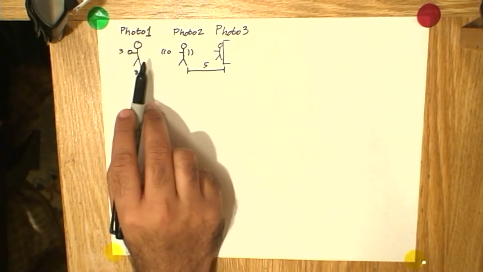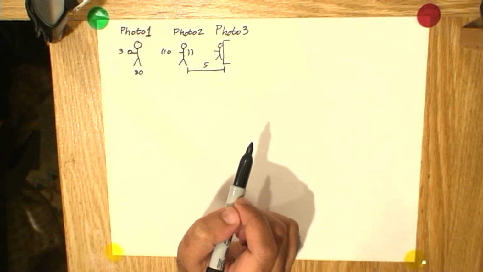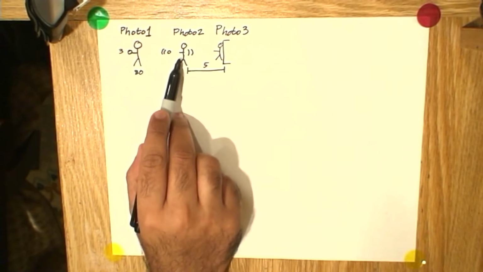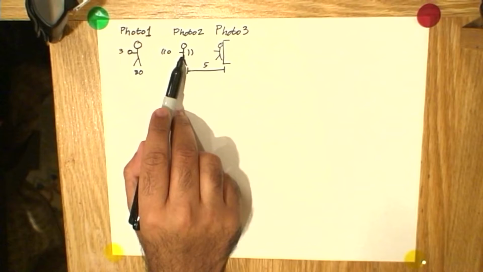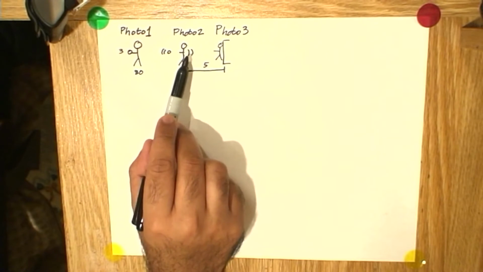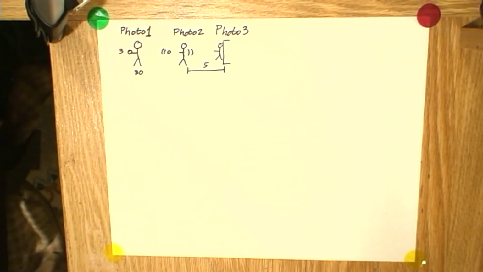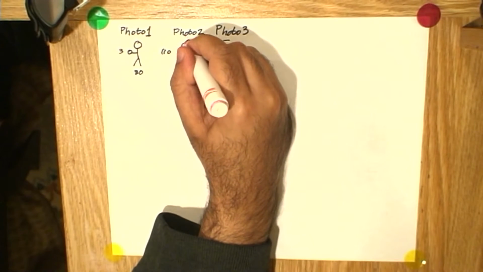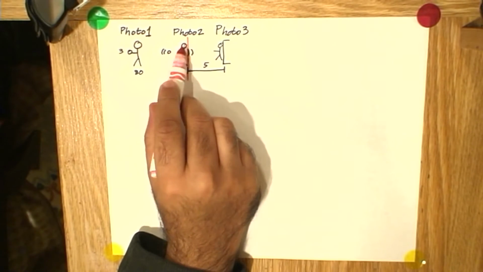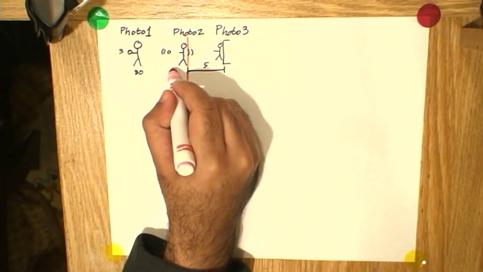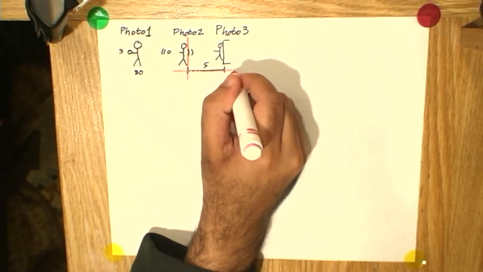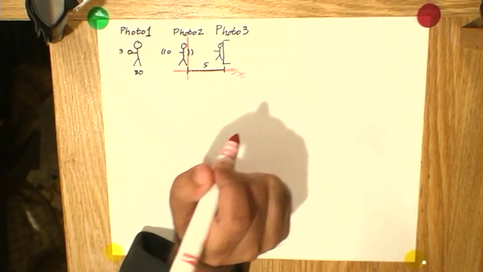Photo 1 to photo 2 has to be solved using conservation of momentum. And photo 2 to photo 3 has to be solved using kinematics, specifically one-dimensional kinematics. I'm going to set my origin at the starting point of the astronaut. I'm going to set rightwards as being positive.